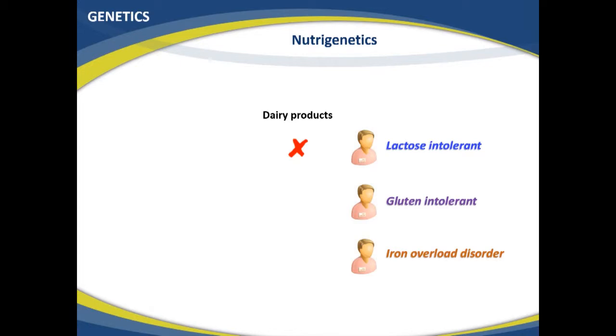Gluten intolerant people that have problems with wheat protein will say, yeah, sure, it's a good source of calcium, it's healthy, it tastes good, so that's true. And people with iron overload disorder also apply.